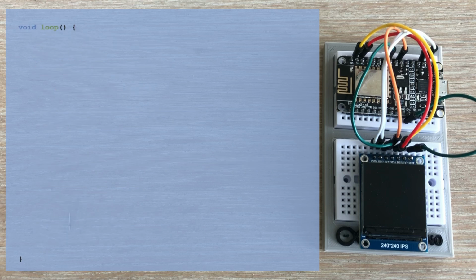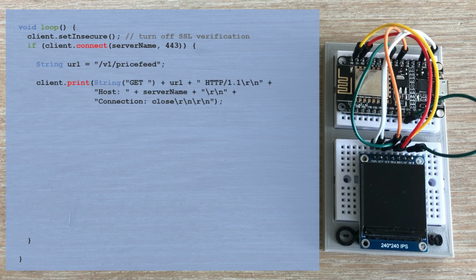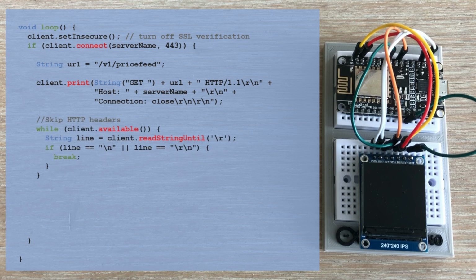In the loop, we turn off SSL verification. Then we connect to the Gemini server over port 443. Once connected, we send a price feed HTTP request to that server. In the while loop, we read the response from the server line by line without performing any action until we encounter a blank line. This line separates the header data from the JSON response. When we encounter it, we exit the while loop.